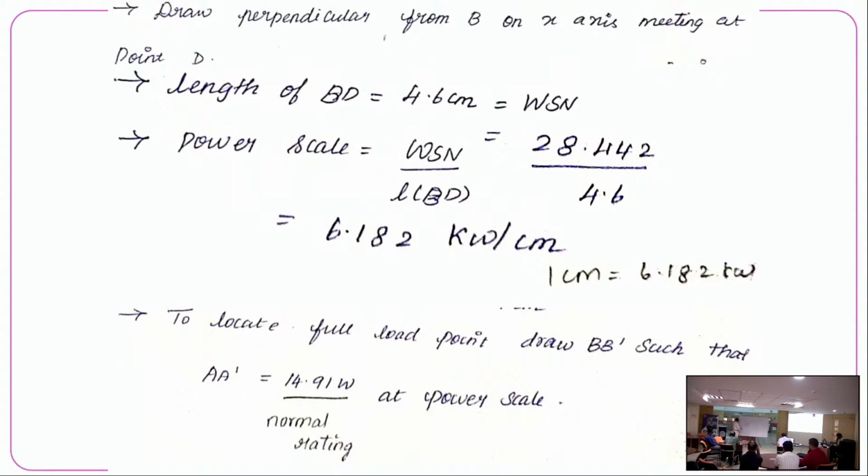Otherwise, it's from the machine. B dash tangent, or it is parallel to AB. It is tangent at that point. Or another thing can be done.